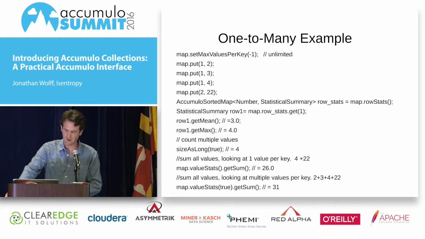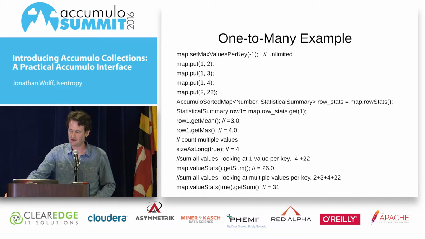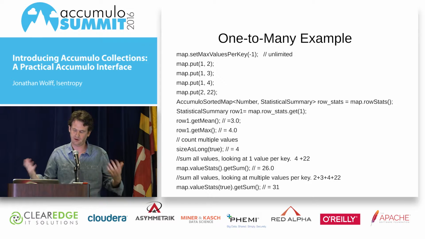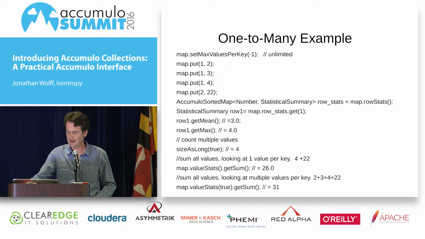So in this example, you can get the mean and the max of the first bucket. The first bucket has 2, 3, 4 in it, right? You can also count the multiple entries when you're doing your size functions. You can pass a Boolean which says count all the entries, and in this case, there are 4 entries.